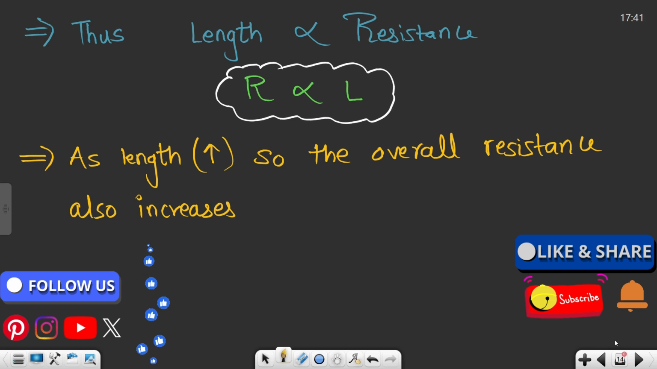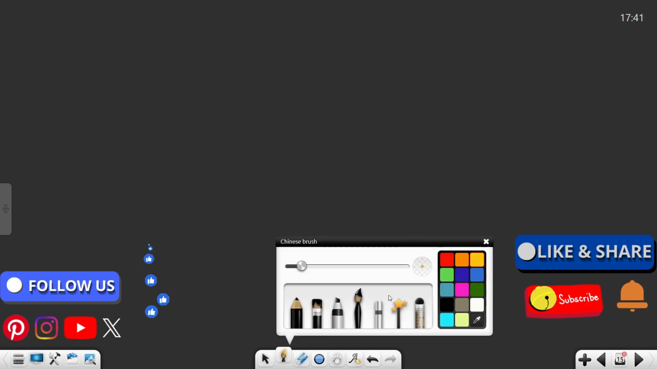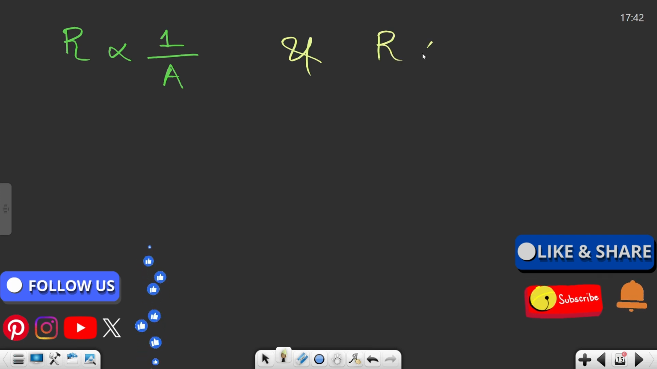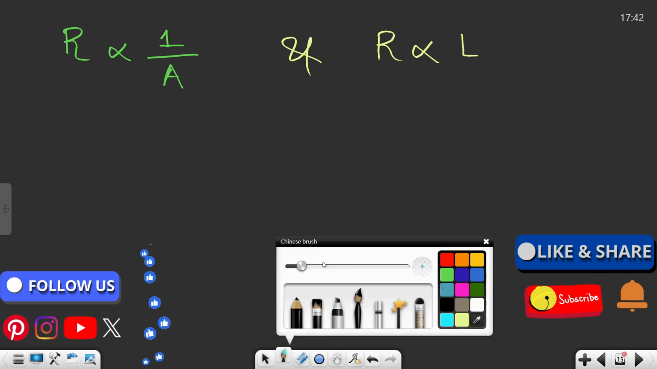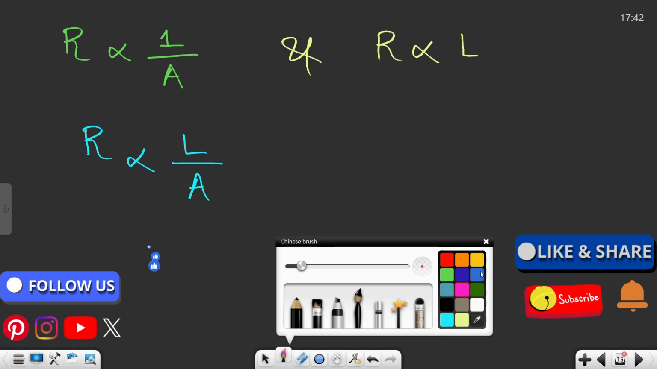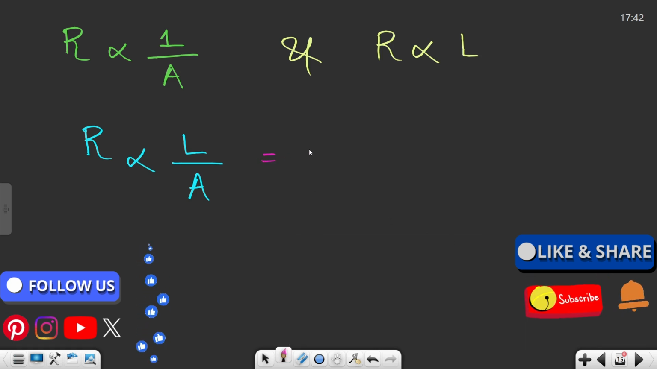Okay, now we have 2 conclusions. That is, my R is inversely proportional to the area, and at the same time my resistance is directly proportional to the length. What if I equate these two things? R is proportional to length, but at the same time it is inversely proportional to the area. And to remove this proportionality sign, obviously I need to put an equals sign, and there should be some constant. So let's say equals rho, some constant, times L and A.